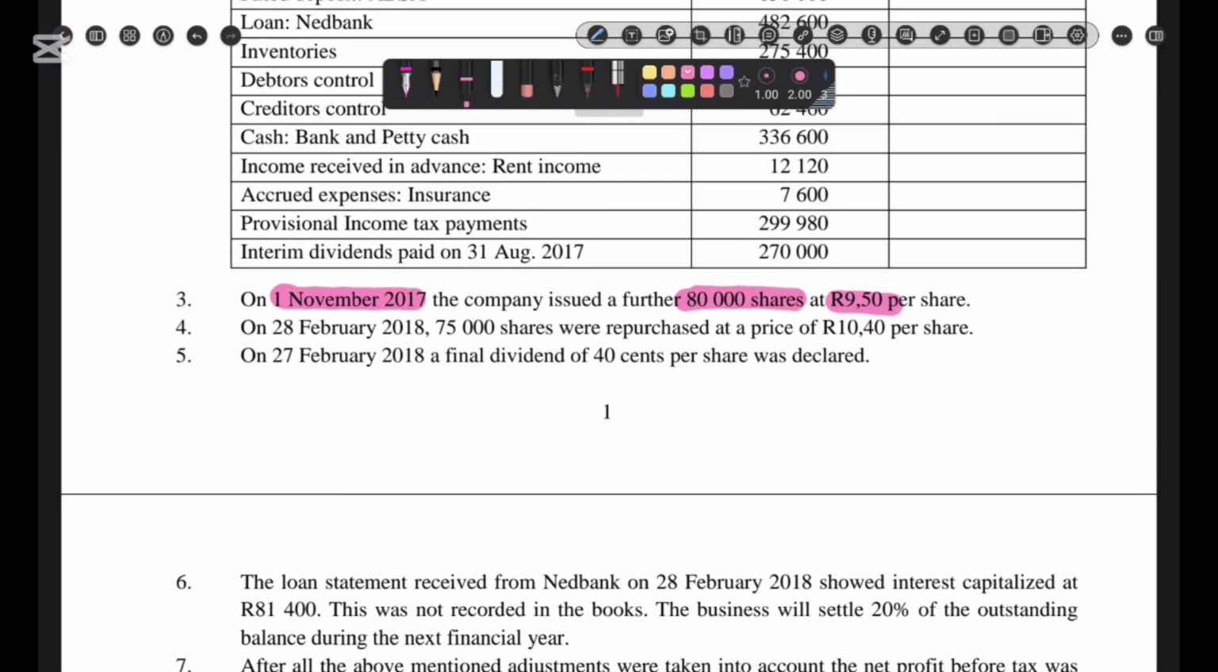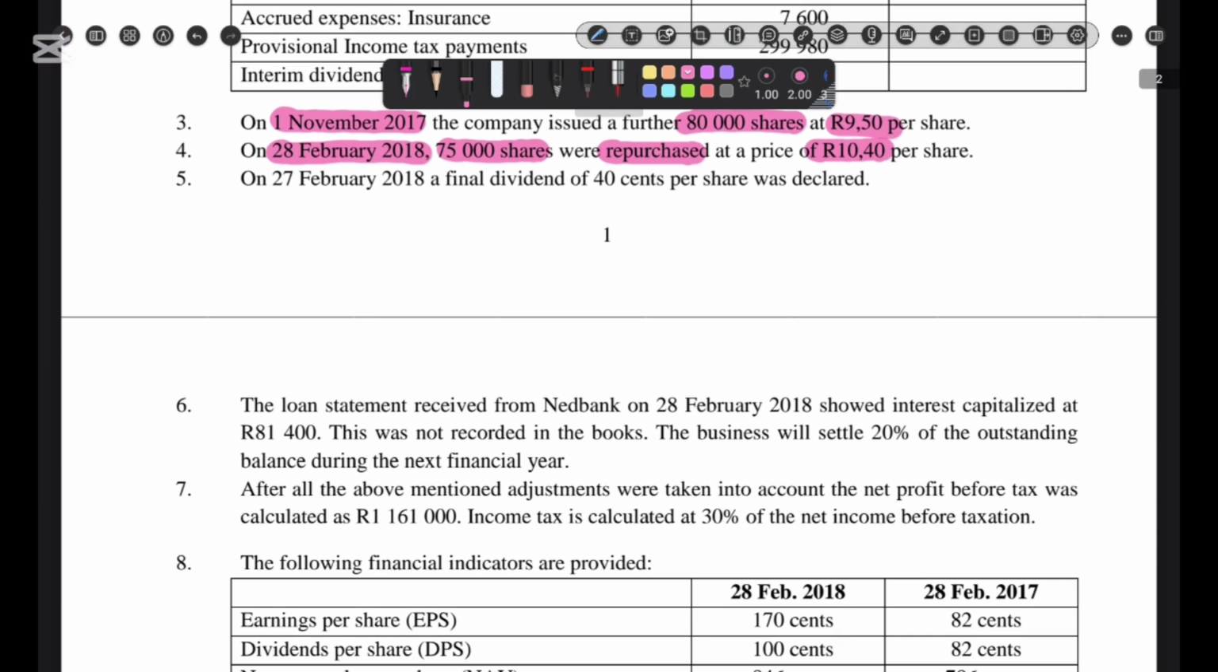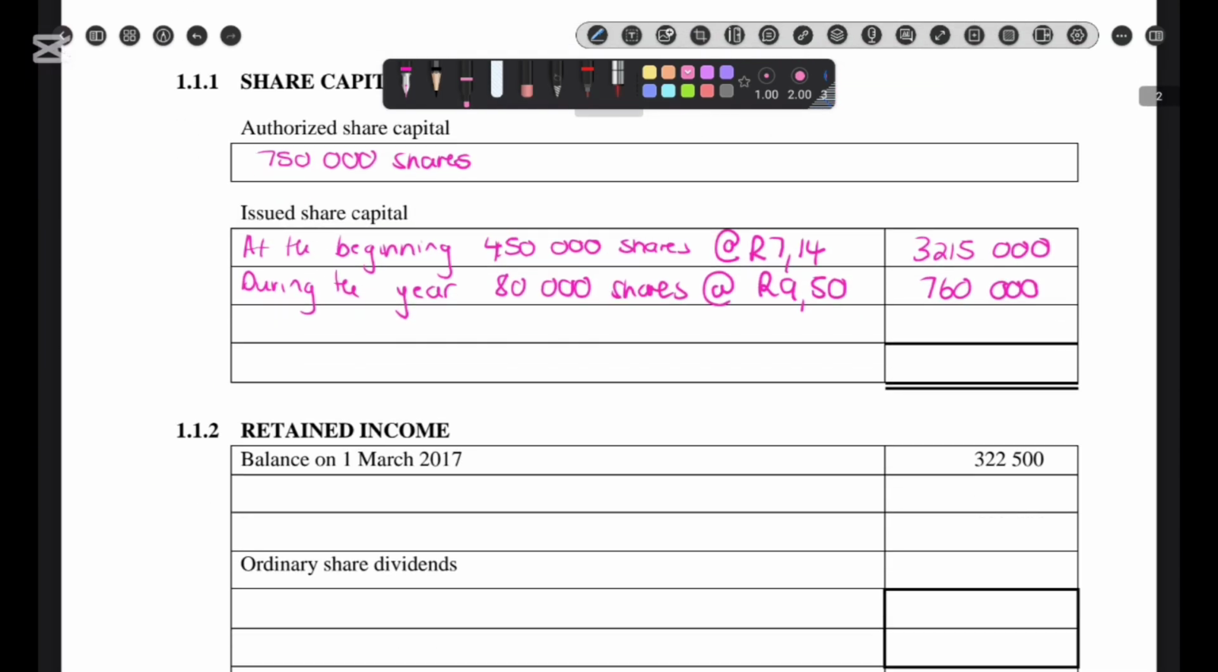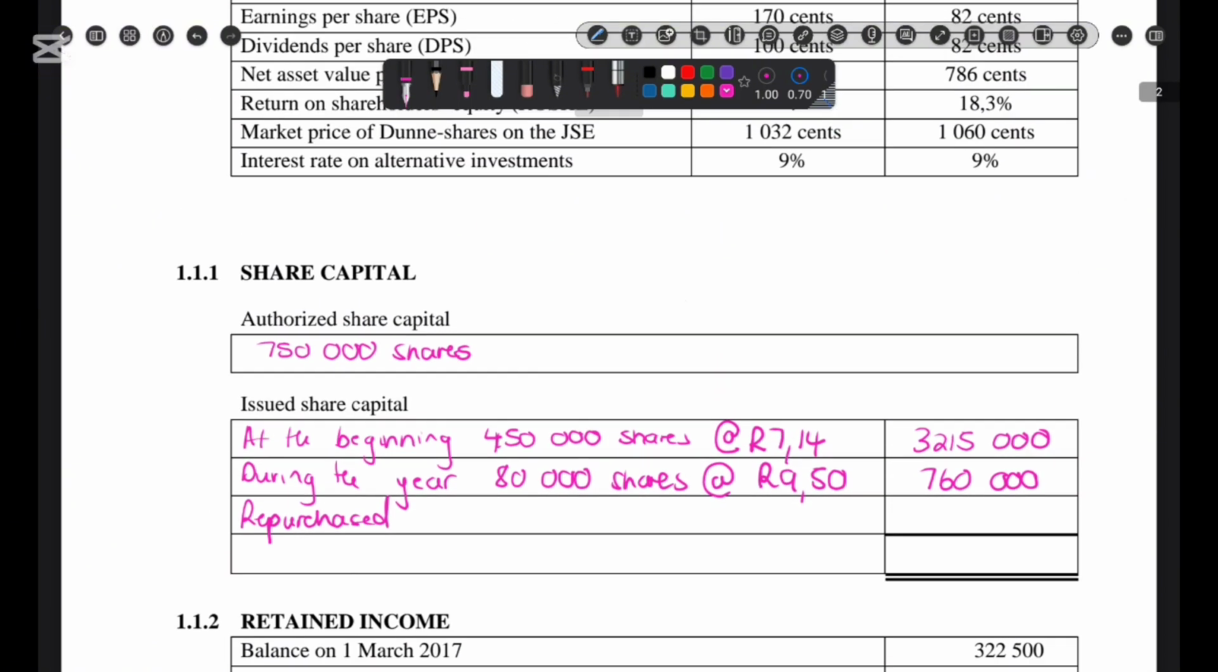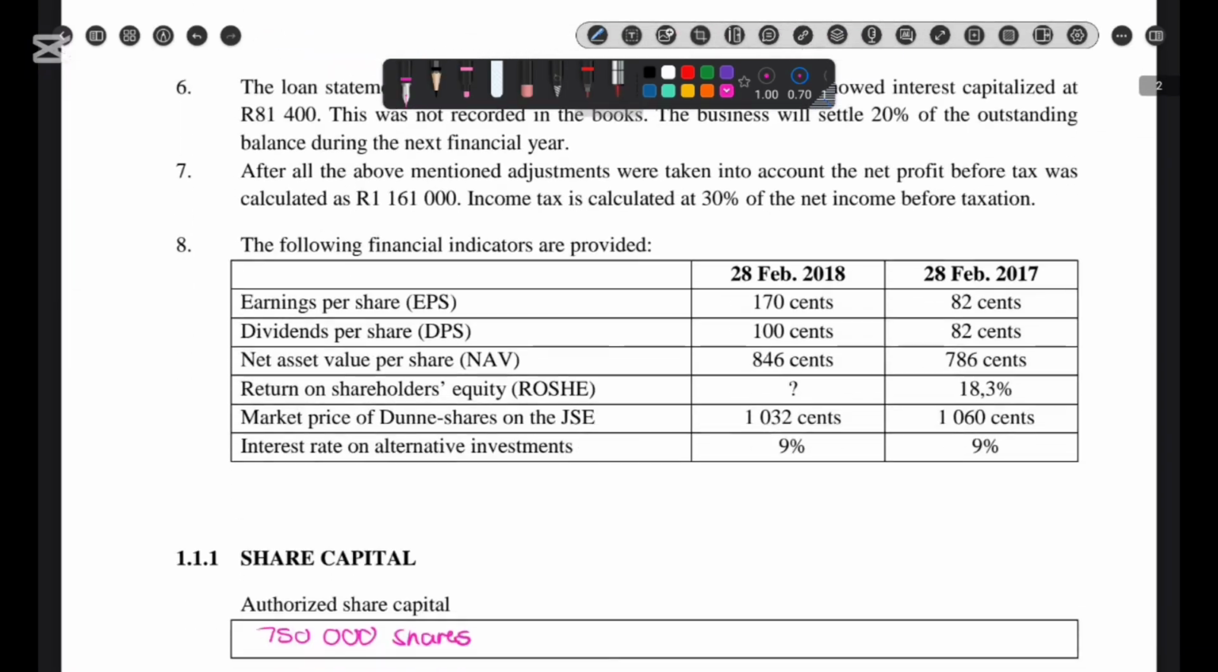Then what else do I have? On the 28th of Feb 2018, 75,000 shares were repurchased at a price of 10.40 rand per share, right? So shares repurchased during the year were 75,000 shares.